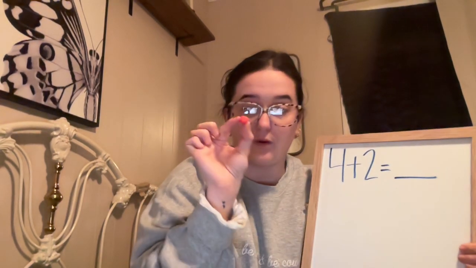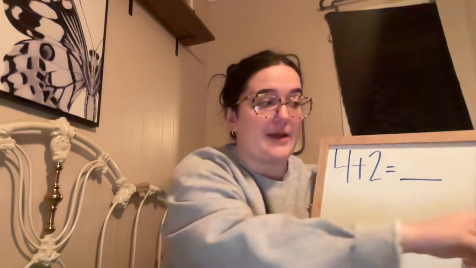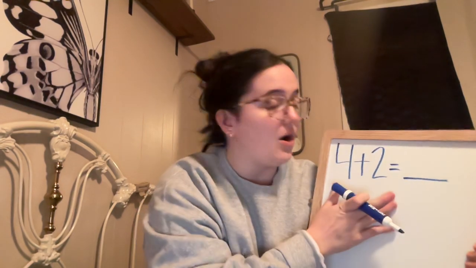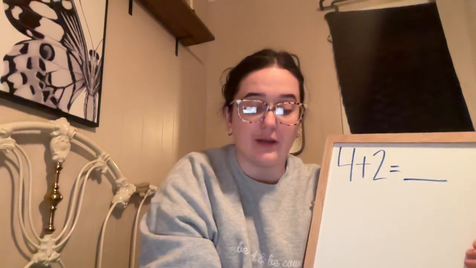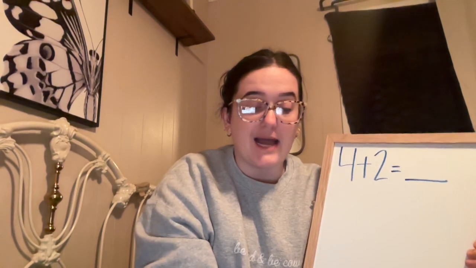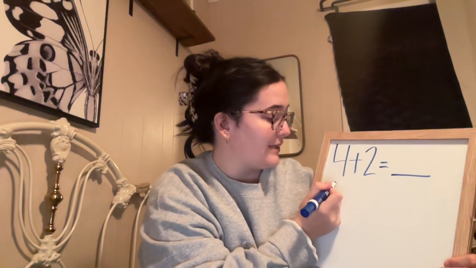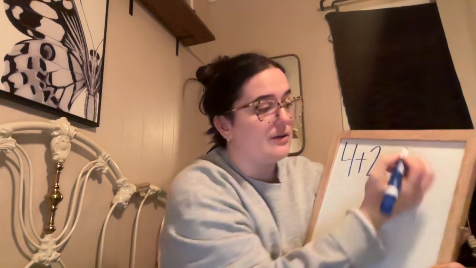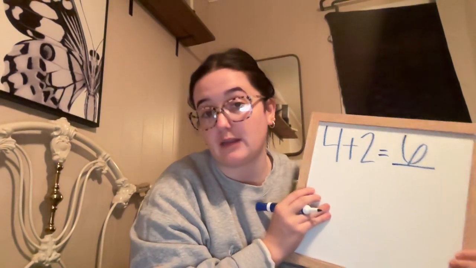We have 1 and we have 2. So let's count them all together and see how many we have all together. After all of our friends have been added together, we have 1, 2, 3, 4, 5, and 6. So that means that these 4 friends and these 2 friends decided to all play together, and now we have 6 friends playing on the playset, right?